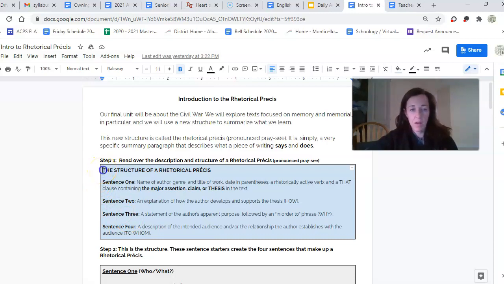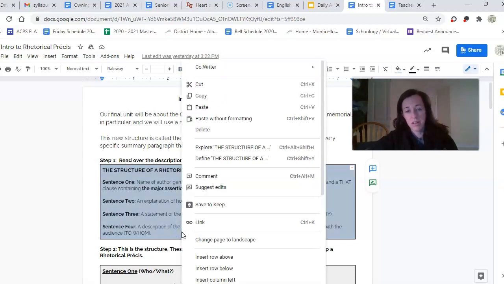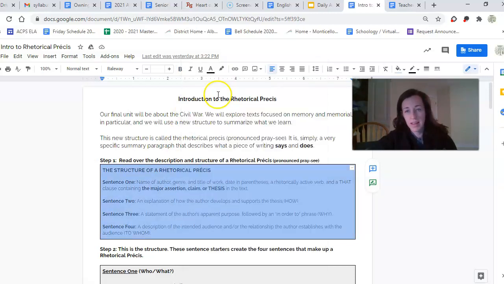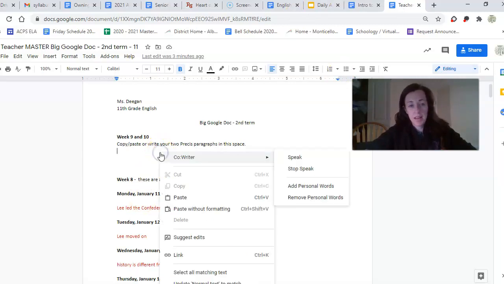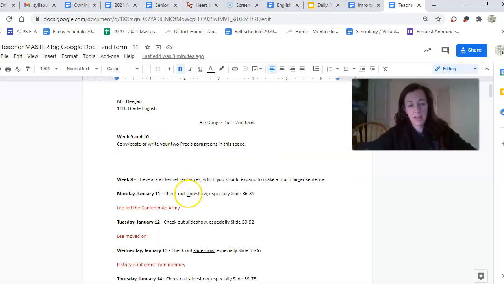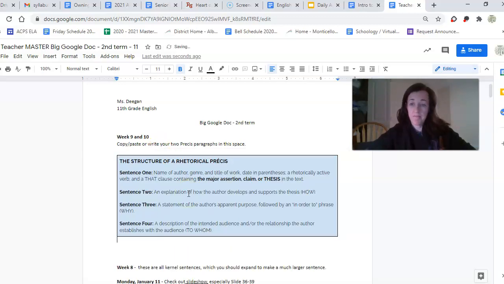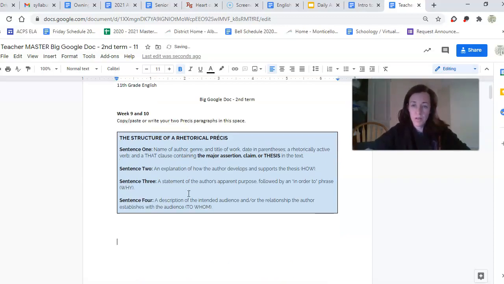All right, I would take all of this and copy it. Control C, or you could right click and go to copy. And then open up your big Google Doc. The BGD is where you'll submit your précis paragraphs to me. So I'd go to the place where you're going to write your paragraphs, and I'd paste, Control V, or you could right click, the structure. And now you have a guide right where you need to write your paragraph.